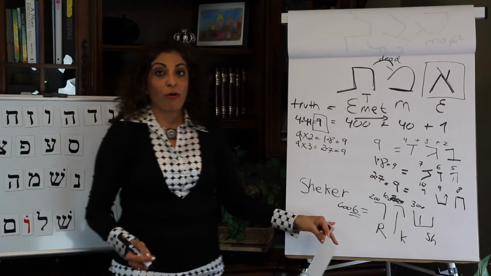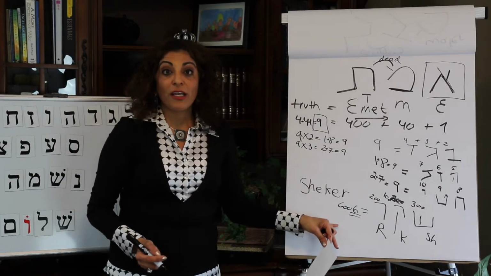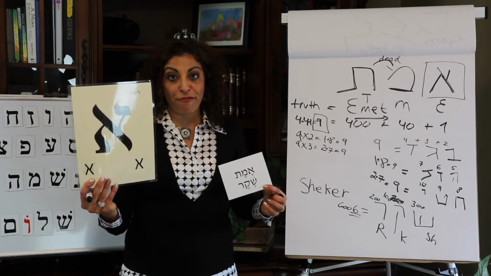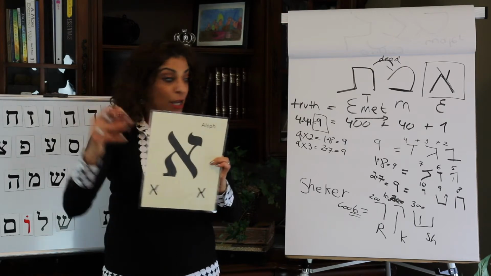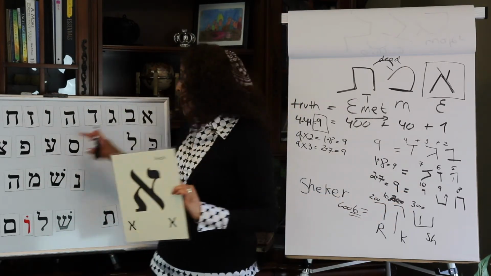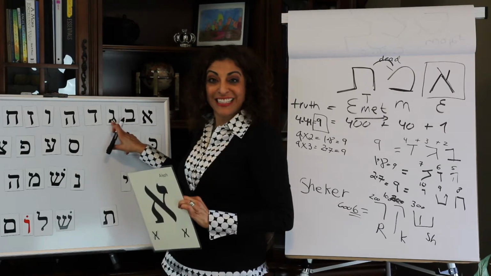If the Torah starts with Aleph, let's say, and we go Aleph plus Bet plus Gimel, instead of starting in the right place, we started with Aleph, we get 6.